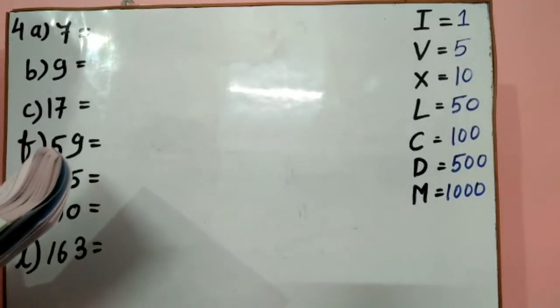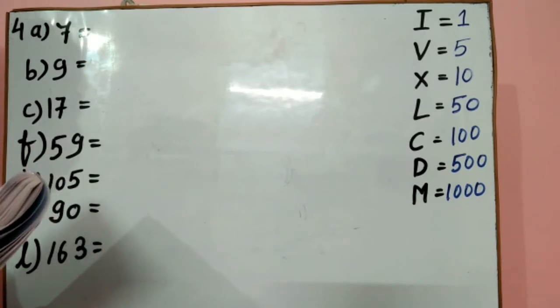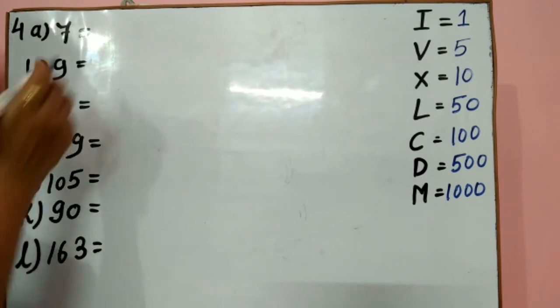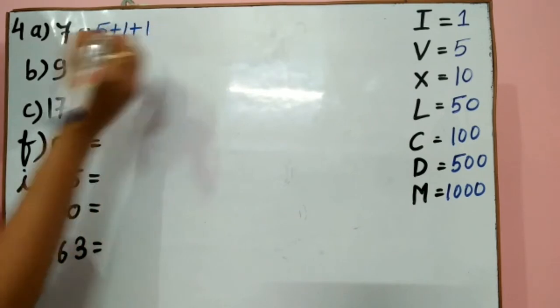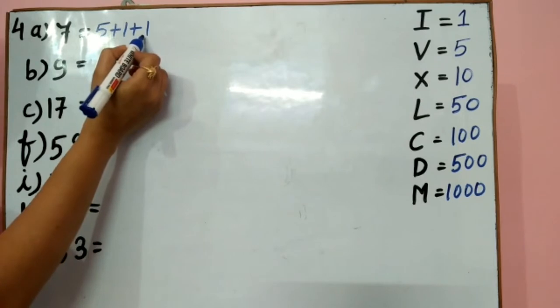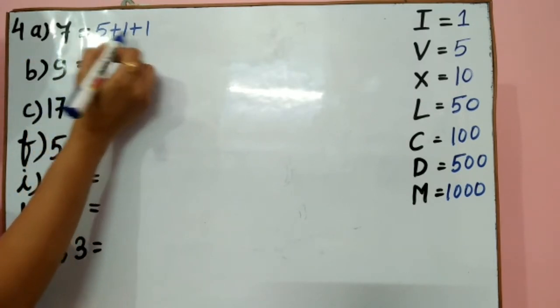Question number 4. Express each of the following in Roman numerals. The given number we have to write in Roman numeral. A. 7. And 7 we can write like this: 5 plus 1 plus 1. 5 plus 1 is 6, plus 1 is 7. So we can write 7 like this: 5 plus 1 plus 1.